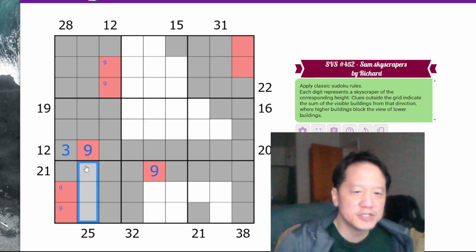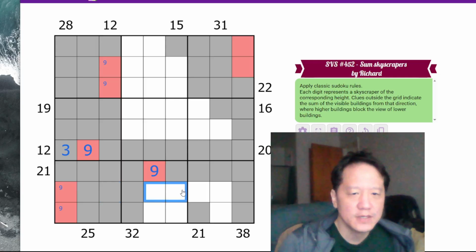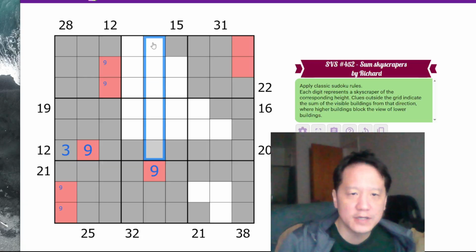Interesting. So these digits add up to 16 without a 9. It could be something like 1, 7, 8. That's interesting. That means also 9 cannot be in the rest of this box. It cannot be here, either in the rest of the column.